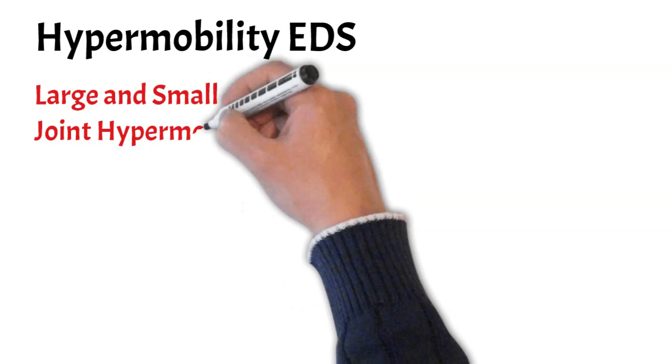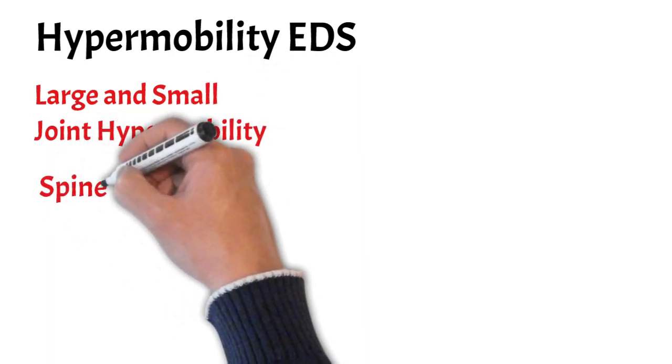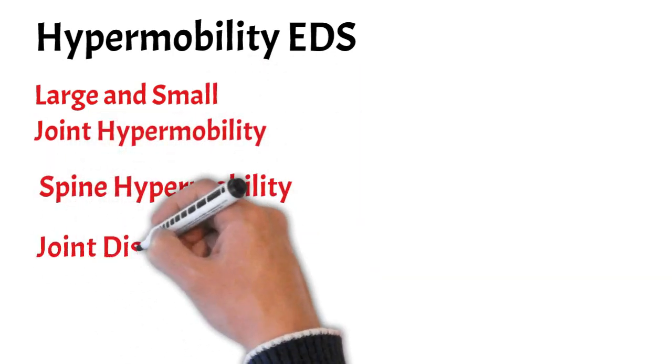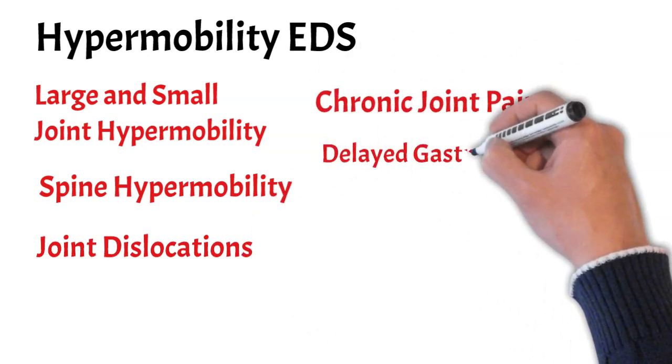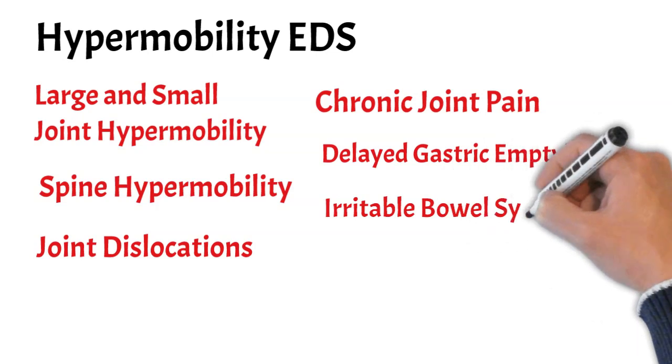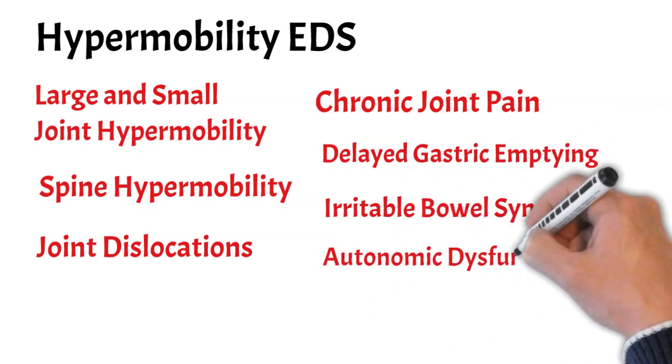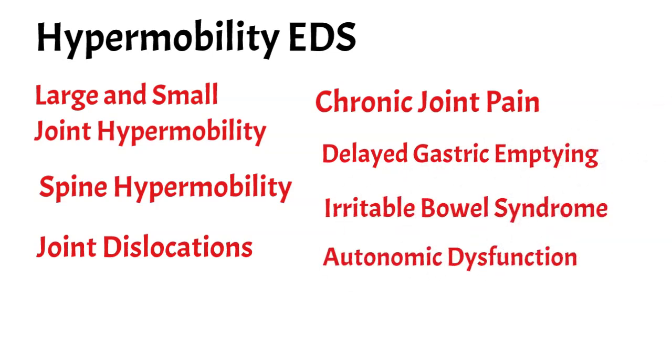The features of hypermobility EDS include large and small joint hypermobility, spine hypermobility, joint dislocations, chronic joint pain, delayed gastric emptying, irritable bowel syndrome, and autonomic dysfunction.